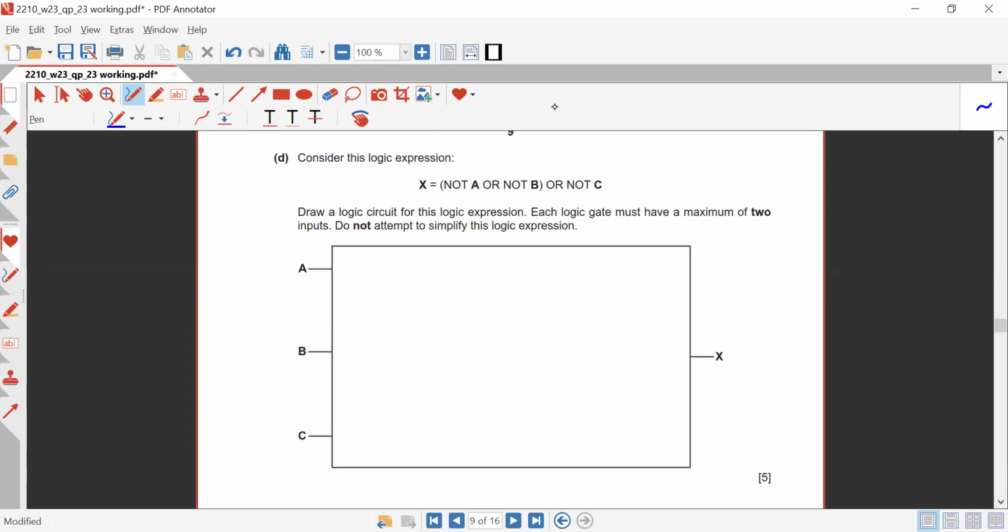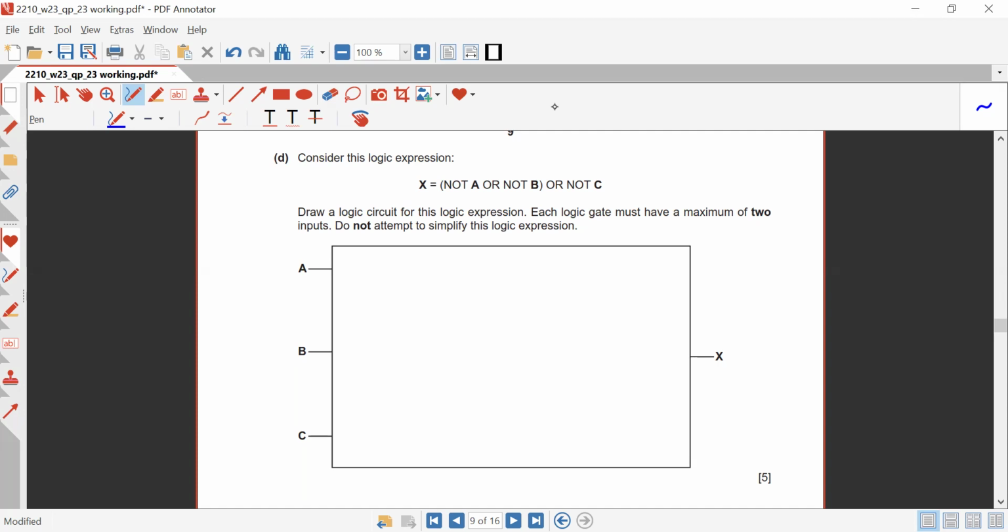Now they are saying consider the logic expression X equals NOT A OR NOT B OR NOT C. Draw a logic circuit for this logic expression. Each logic gate must have a minimum of two inputs. Do not attempt to simplify the logic expression. You need to draw the circuit in the same pattern; you cannot simplify the expression and then draw it. Make sure of that.